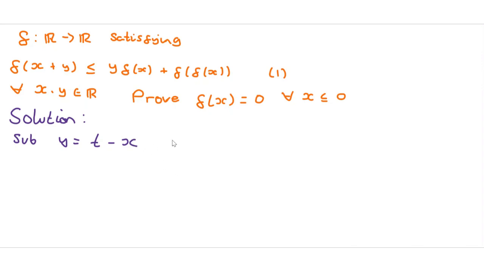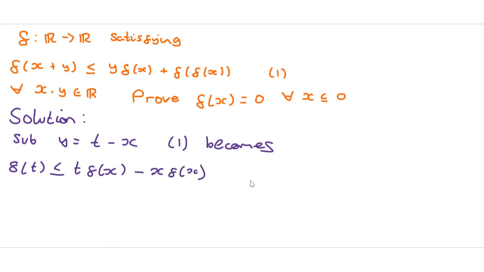When we substitute this in, inequality 1 becomes a slightly more useful form: f of t is less than or equal to t f of x minus x f of x plus f of x. Still, that term remains the same, it has no dependence on y. And then here, instead of y, we've just substituted t minus x, so we get this here.